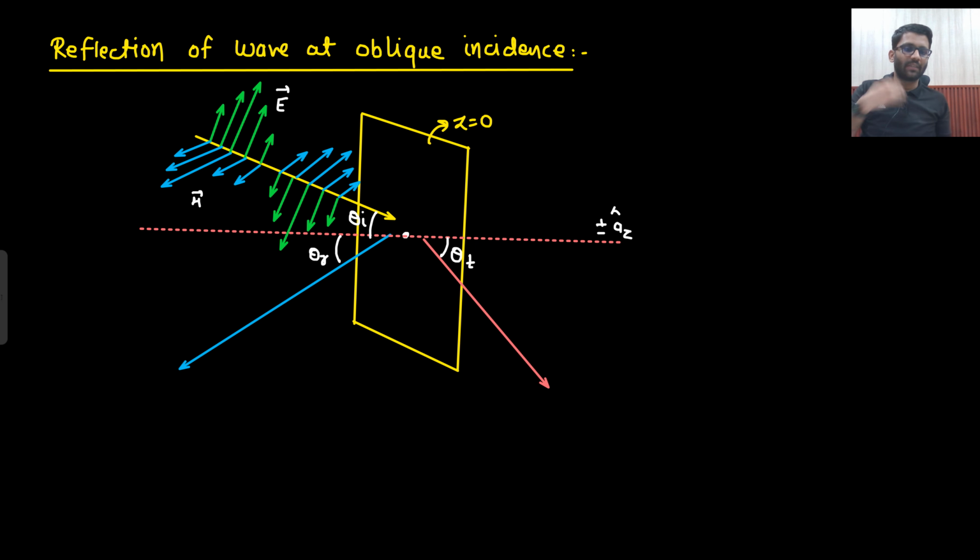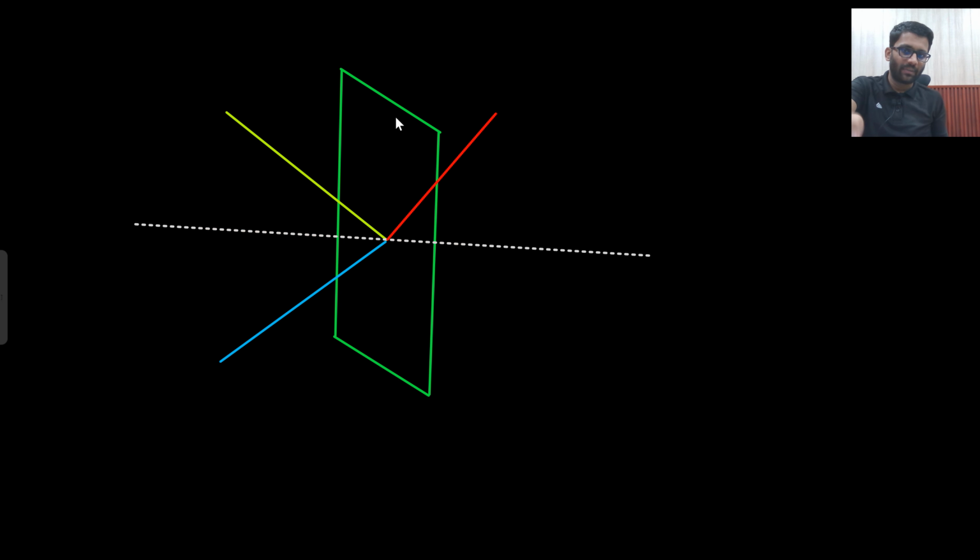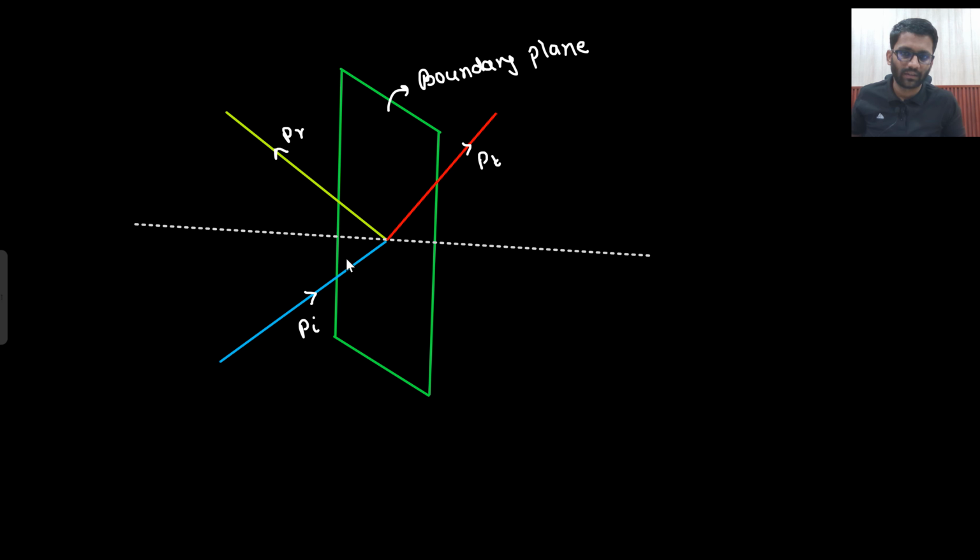Okay. So let's make it more clear. So this is our boundary plane. This is known as the boundary plane. I am drawing from downward. This is my incident wave now. This is my incident, this is my reflected, and this is my transmitted. This is the theta I angle, the incident angle. This is your reflected angle, and this is the transmitted angle. Is that clear to you?